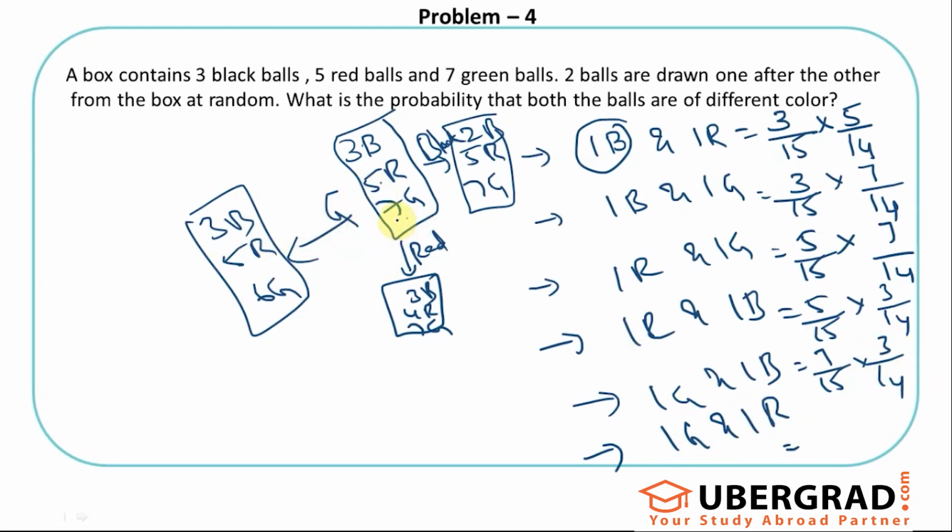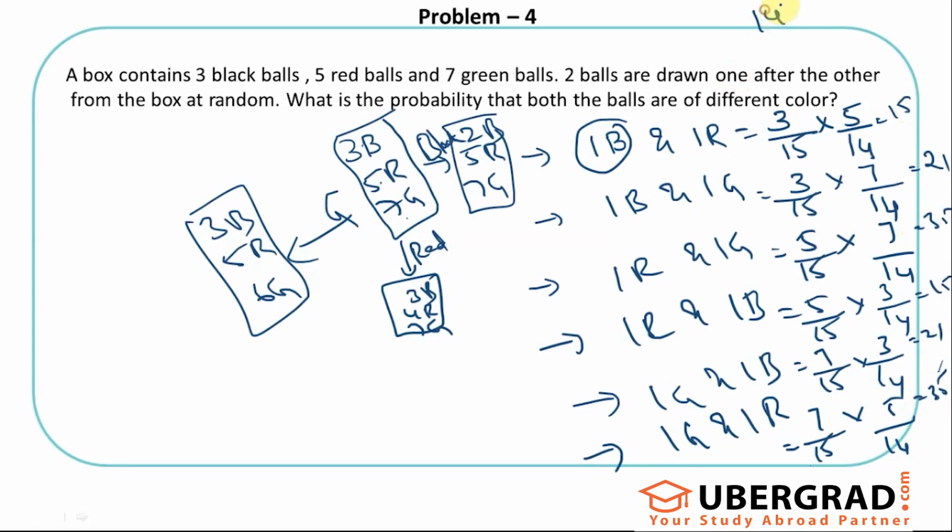So 1 green, so again the same probability of 7 by 15 into, I can pick a red in this composition as 5 by 14. See, the denominator is all 15, 14, 15, 14, 15, 14. I just need to do 3 by 5 is 15, 21, 35, 15, 21 and 35. Right? 15 plus 21 plus 35 and again 15, 21, 35, right? So what is this? 15 plus 35 is 50 plus 21 is 71 plus again same 71.